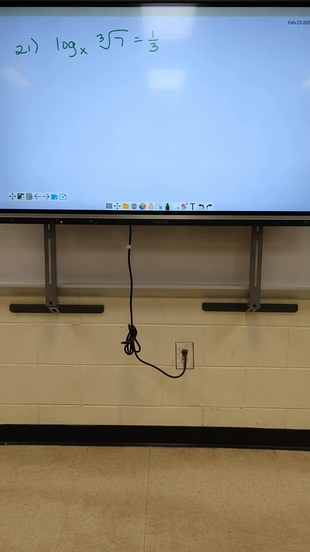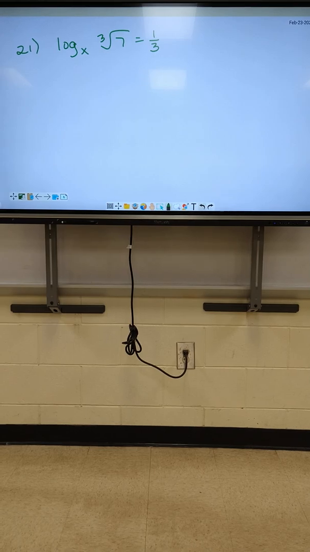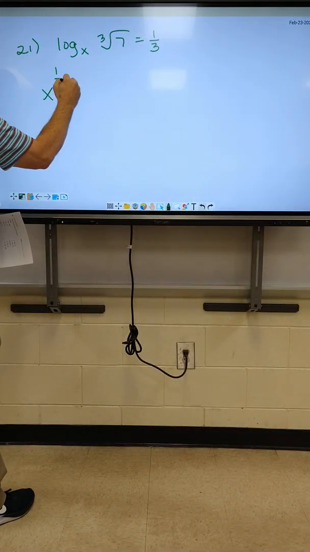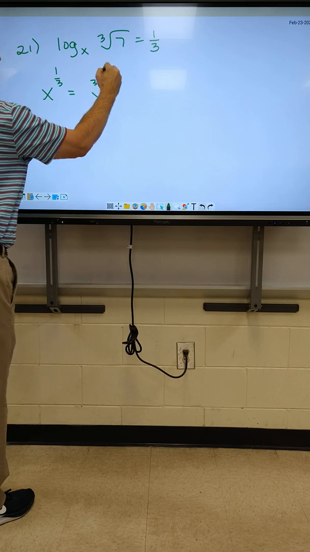Which one? It's kind of a new problem. That's actually the easiest one. I'll show you that. You just type it in the calculator. All right, so how do we set this one up? It should be x to the 1/3 equals the cube root of 7.